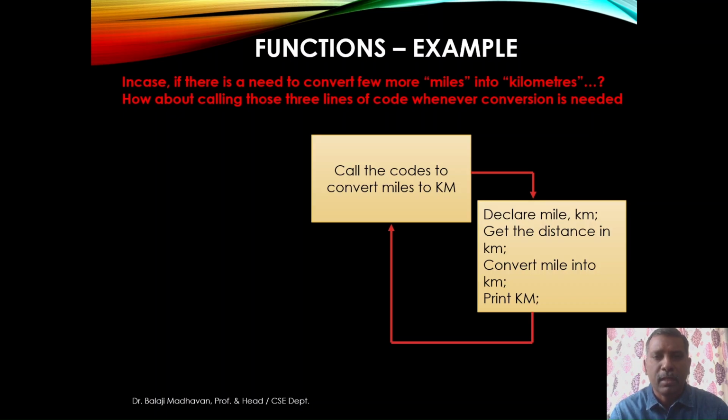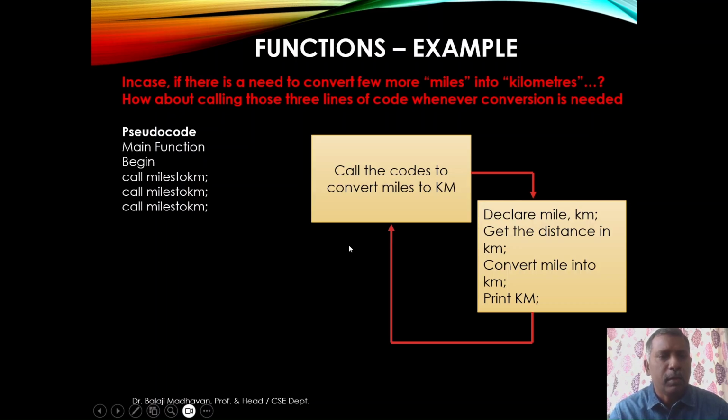And if there is a need again to call, I will go to this second block, convert it, and then come back here. Now pseudocode: inside the main function in my code, I have a command to call the program which converts miles into kilometer. So I'm just calling the program which converts miles into kilometer, and I'm doing it 3 times.